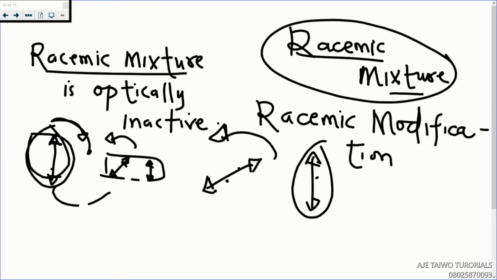So in this place now, they can ask you to define racemic mixture, and they can ask you, is racemic mixture optically active or inactive? Why is it optically inactive? This is where we conclude.